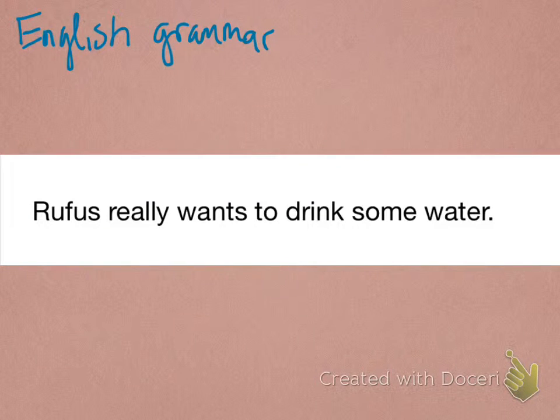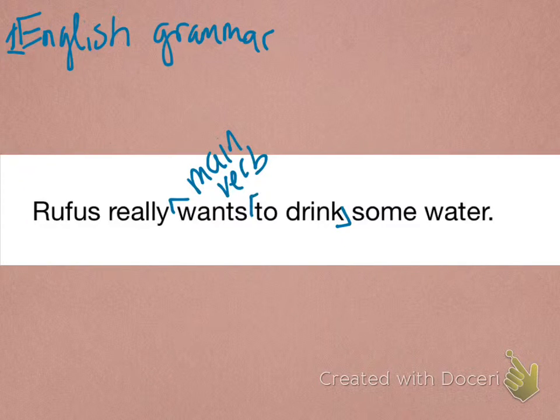English to Latin can be tough, so here are a few steps to help you out. Step 1 is going to be analyze your English grammar, so I'm going to do that in blue. So my original sentence, Rufus really wants to drink some water. The first thing I want to find is my verb. I have a verb phrase in this sentence, wants to drink, made up of a conjugated verb, wants, and so I'm going to call that my main verb.